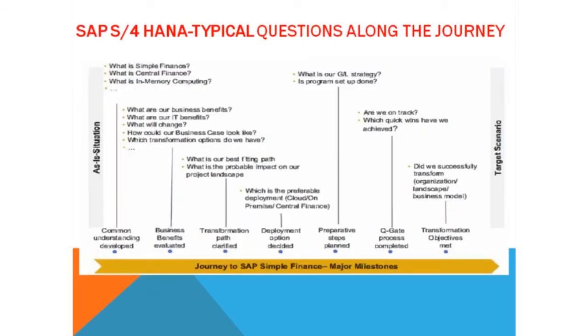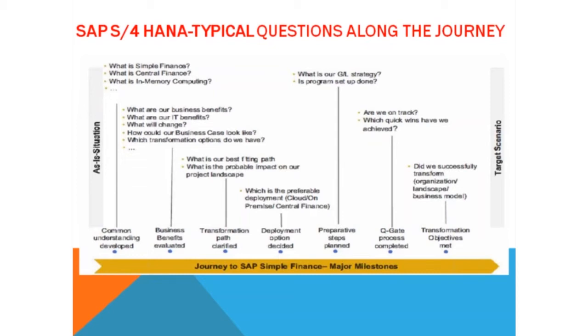While you are going on to S4 HANA, we have typical questions along the journey. Okay, what is Simple Finance? What is central finance? What is in-memory computing? What are our business benefits? What are our IT benefits? What will change? How could our business case look, which transformation option do we have, what is our best fitting path, what is the probable impact on our project landscape, especially Prakash for you. These are the questions the company always looks for.